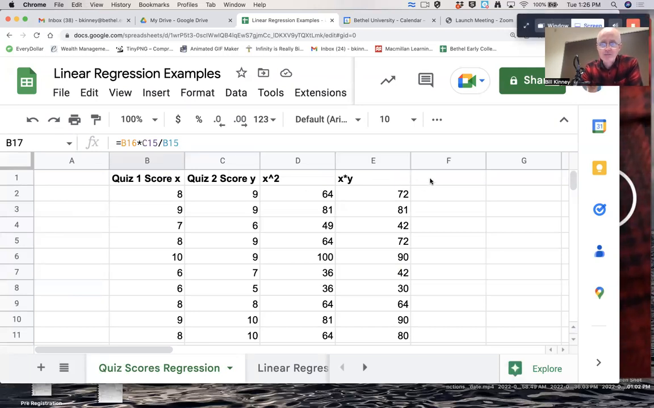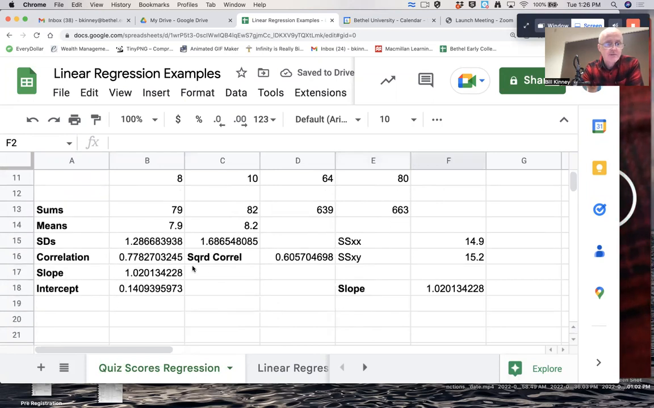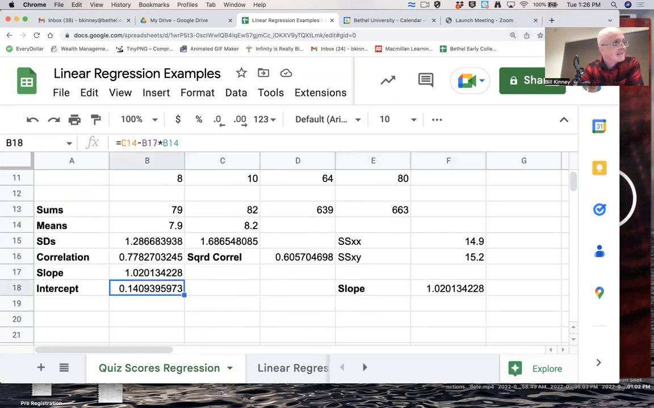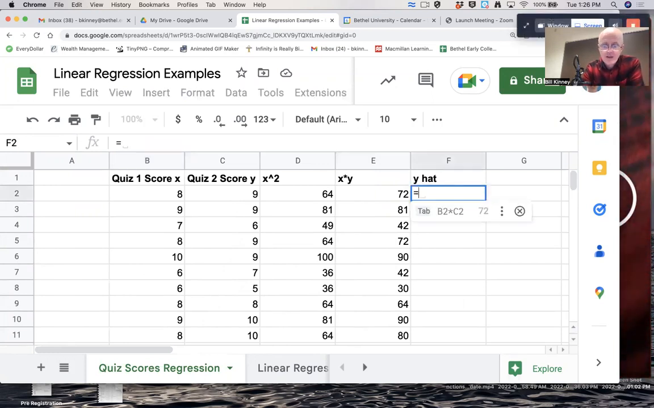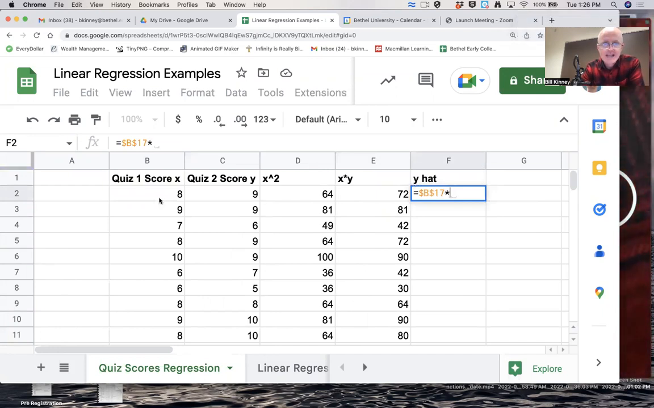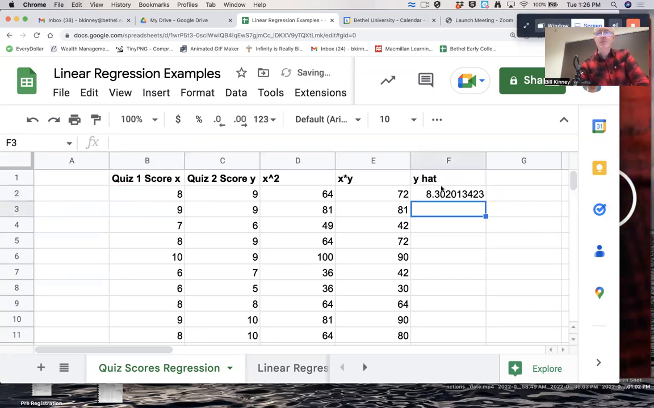Let's do more. Let's also find predicted values of y hats, I'll call these, using the regression line, the slope and the intercept from cells B17 and B18. If I'm going to copy and paste, I'll need dollar signs: equals $B$17, the slope, times x plus $B$18. That gives you a predicted y from the regression line. I'm using the regression line right now. A person who scores 8 on quiz 1 is predicted to score 8.3 on quiz 2.